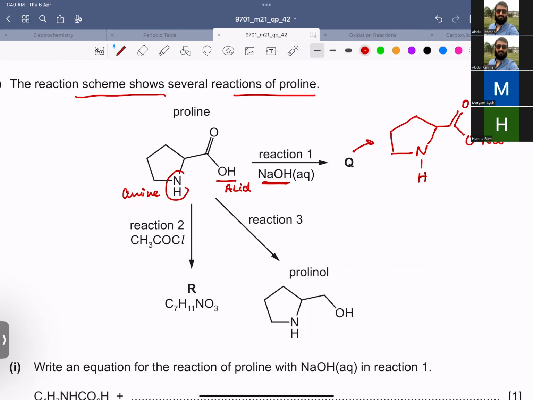In reaction 3, the acid is converted into alcohol. Nothing else has happened, so it means reaction 3 is a reduction, and that reduction happens by adding LiAlH4 in dry ether.